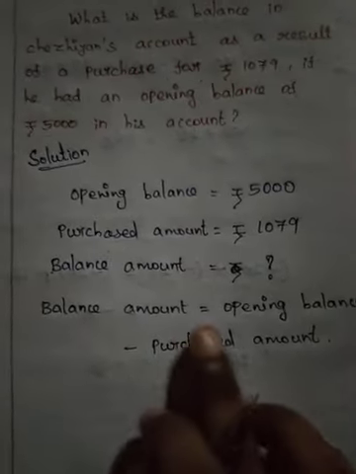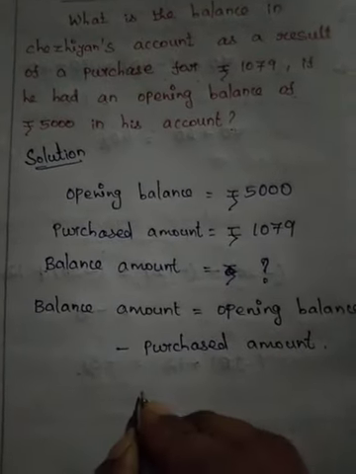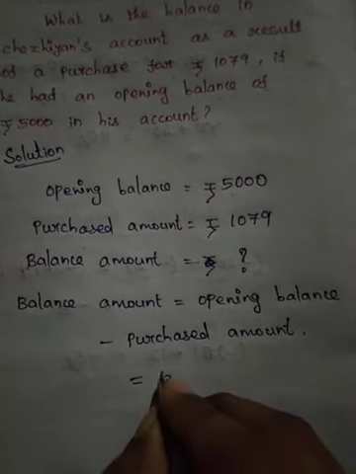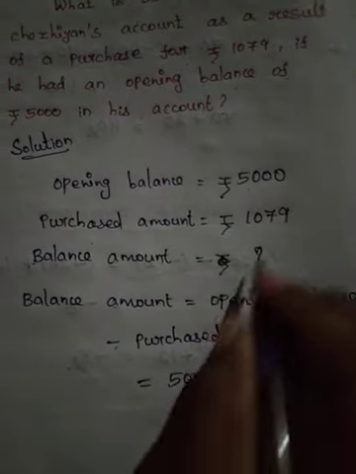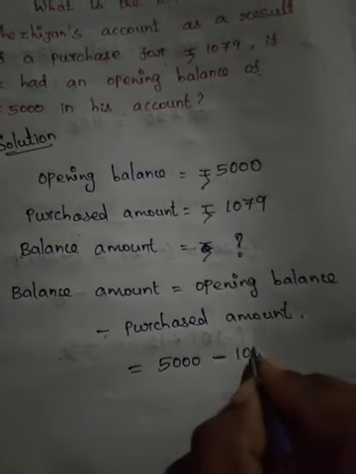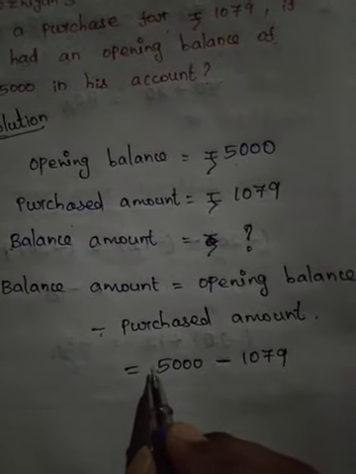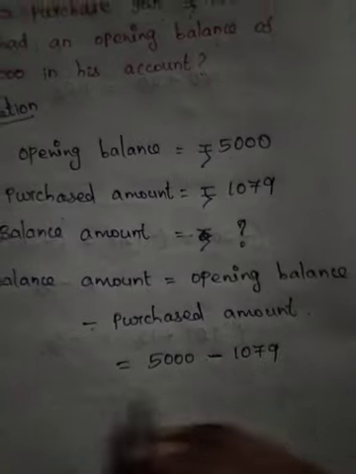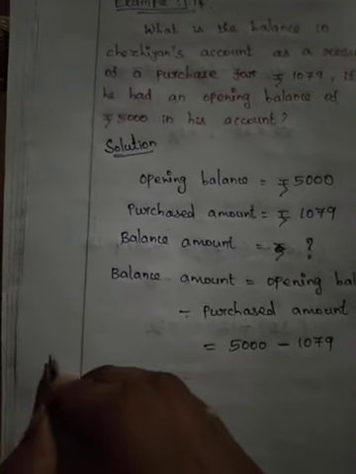Okay. Balance amount equal to opening balance minus purchasing amount. What is the opening balance? 5000 minus purchasing amount, which is 1079. Now we have to subtract, because here is a plus operation and here a minus operation. Both are different signs, so we have to subtract. Very good.